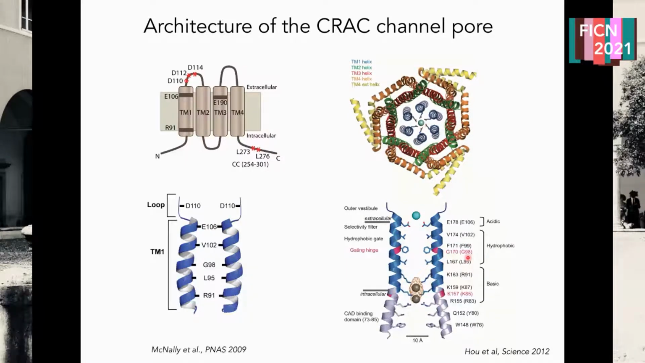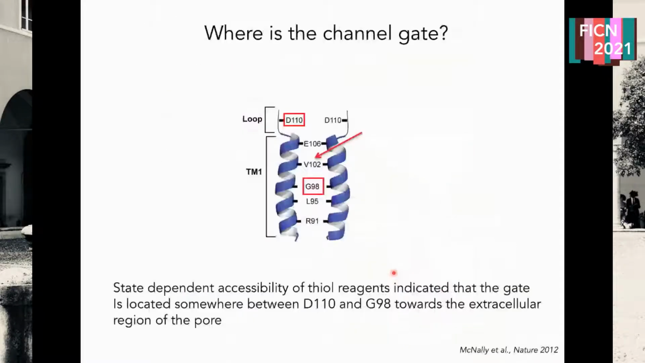The only point of significant difference was that whereas the crystal structure of the closed channel showed phenylalanine 99 as the pore lining residue, we did not get any reactivity to this phenylalanine. Instead, we found that it was G98, the neighboring residue, that was reacting to thiol reagents in the STIM1 activated open channel. And I'll get back to this important difference in a few slides when I talk about gating.